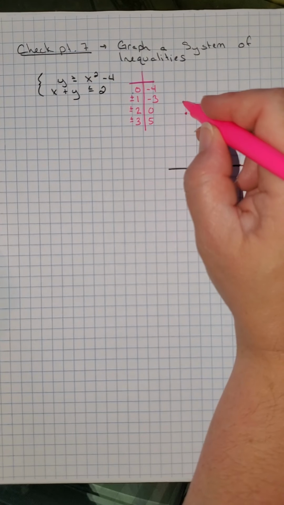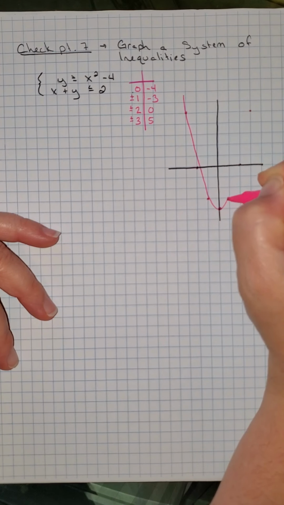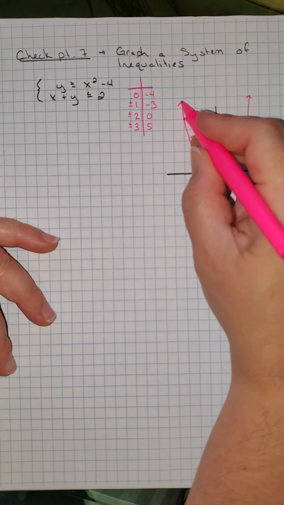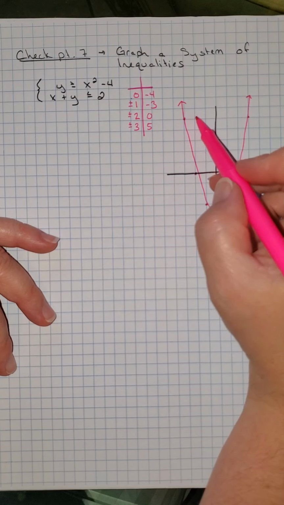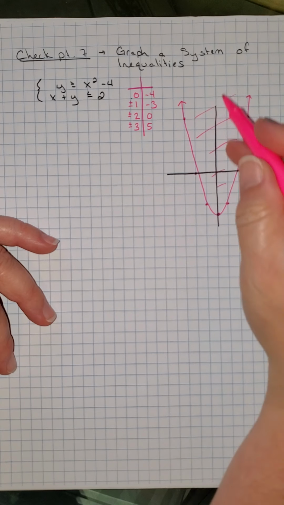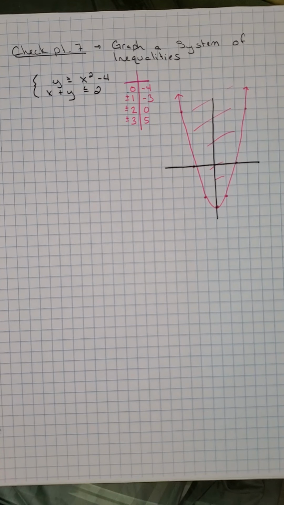And this one's greater than or equal to, so it's solid, and greater than or equal to would be to shade up. So the shading up looks like it's the inside, but if this were opening down, greater than would be the outside. So you can't really say inside, outside with parabolas. You just say up or down.